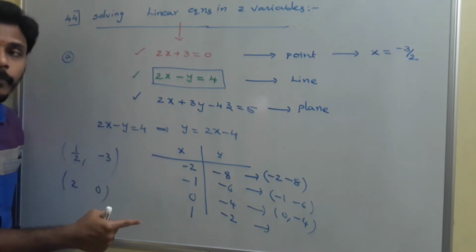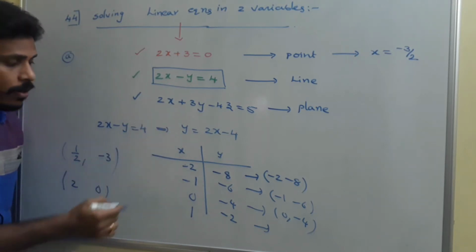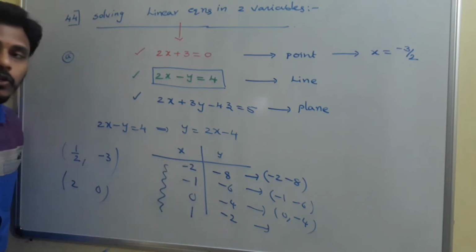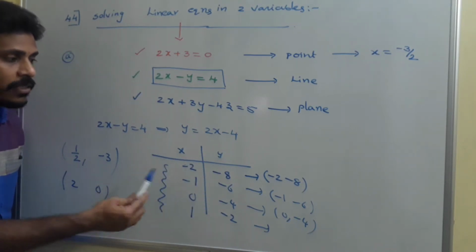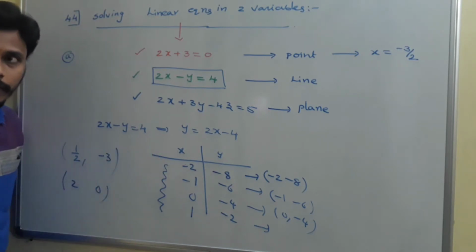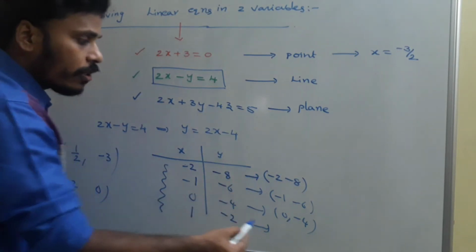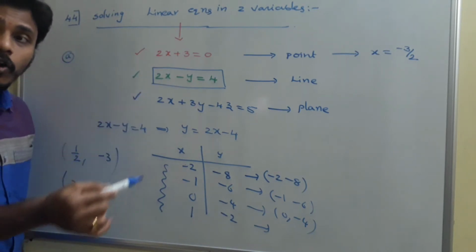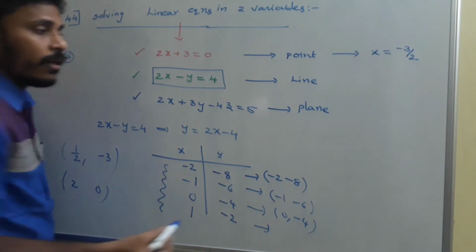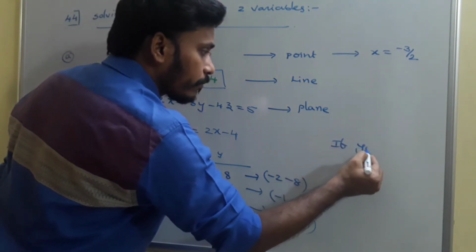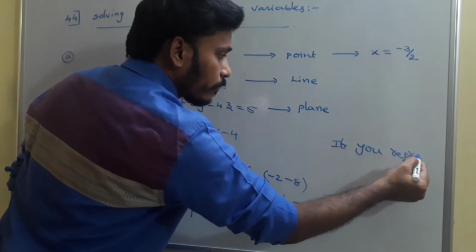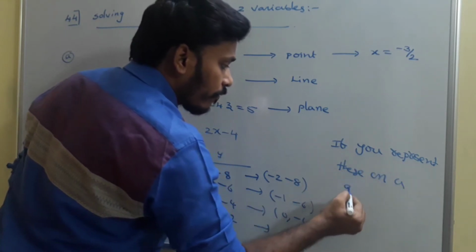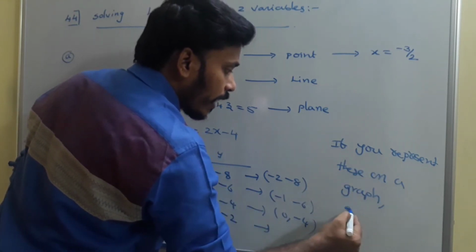See, you just look there. y is equal to 2x minus 4, by taking different values in the place of x, we are getting different values for y. And if you frame the corresponding x and y, it all will give a point there. And if you represent all these points on a graph, the joining of all these points forms a line. Is it clear? If you represent these on a graph, it gives a line.